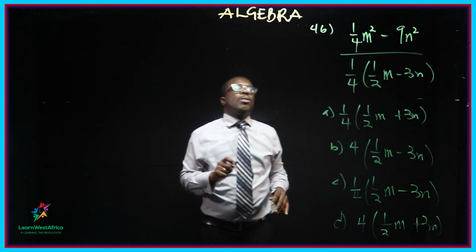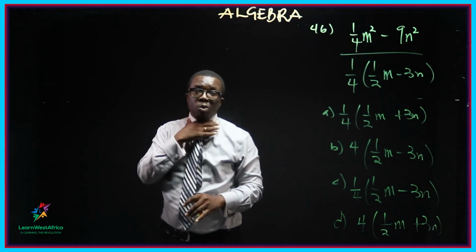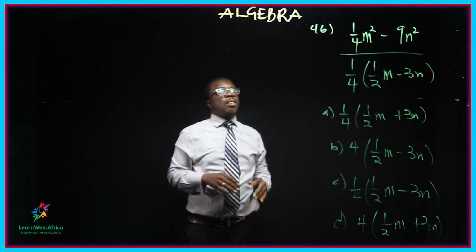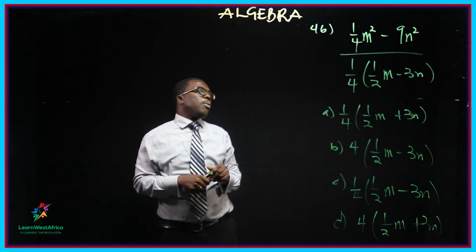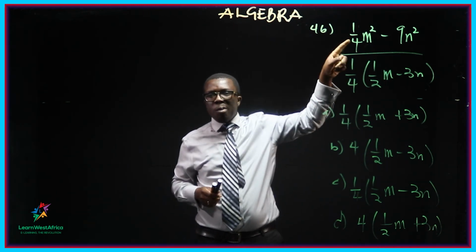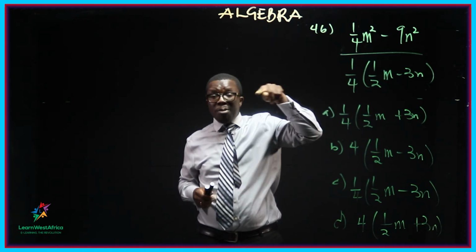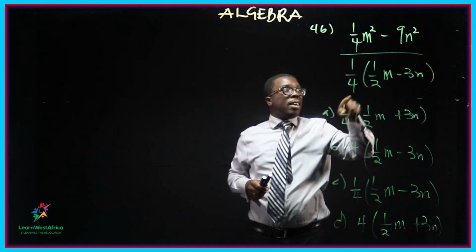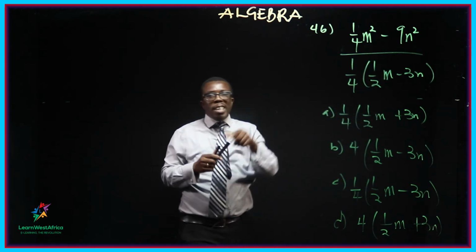This is a revision course, so here is an example. Here we have 1 over 4. Taking the square root, we get a half, because half times half is 1 over 4. For 9, taking the square root gives 3.